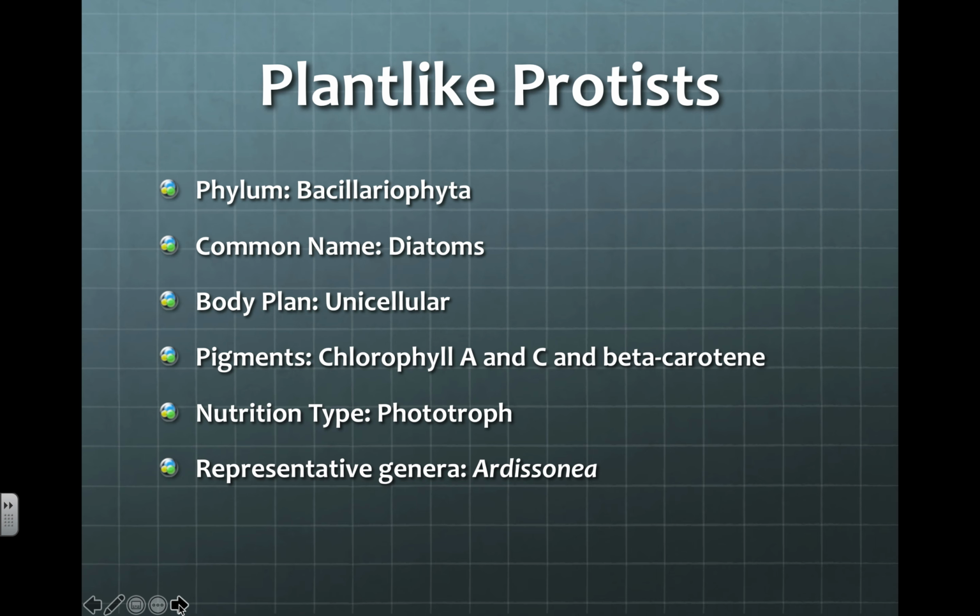A representative genus is Arthrodesmus. I'm not going to ask you about that. Just know these are called the diatoms because there's so many different kinds. I'm just calling them the diatoms. I really don't ask you for a genus.